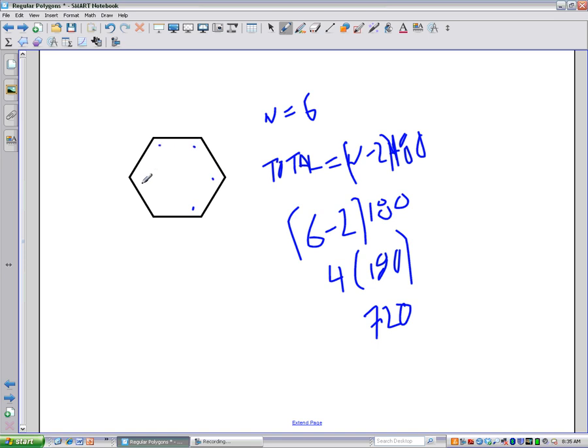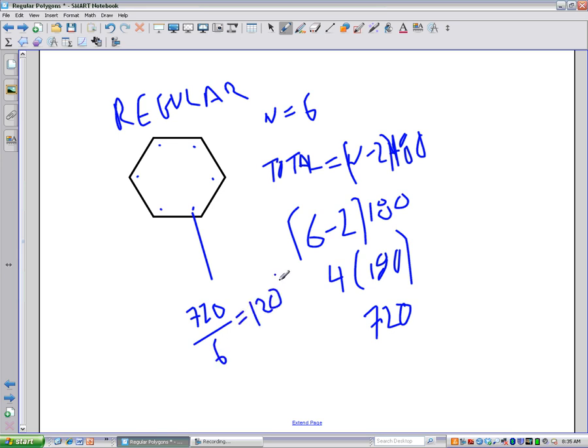So someone might ask you, the total is 720, what is each angle? Since this is a regular polygon, and regular means all the sides are the same length, all the angles are the same. So each angle is going to be the total divided by the number of angles. 720 divided by 6 is 120 degrees. So if you want a formula, you take n minus 2 times 180, divided by the number of sides.